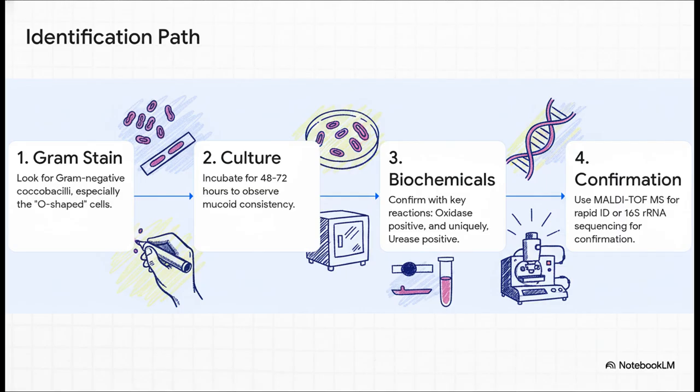Start with a really careful look at that gram stain. If anything looks even a little bit weird, do not just toss the culture. Give those plates a full 48 to 72 hours. You're looking for them to get kind of slimy and mucoid. Then hit it with your key biochemicals. It should be oxidase positive, catalase positive, and here's that key marker again, urease positive. Then, of course, lock it in with MALDI-TOF or 16S sequencing for the final definitive answer.